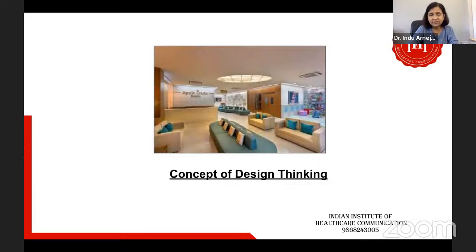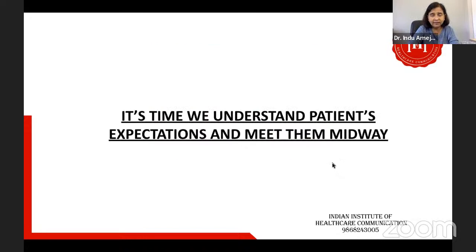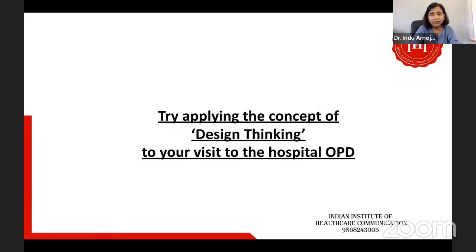So you can see again, these are all designed on the concept of design thinking. I think it's time that we understand patients' expectations and meet them midway. Try applying the concept of design thinking to your visit to the hospital OPD. I think that's what we have done just now.